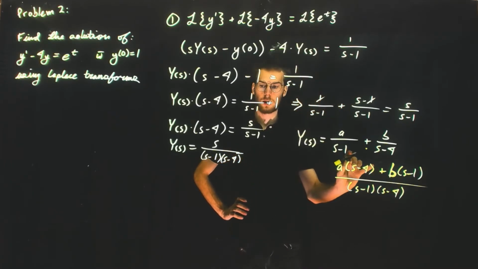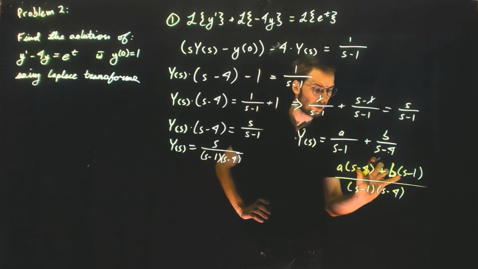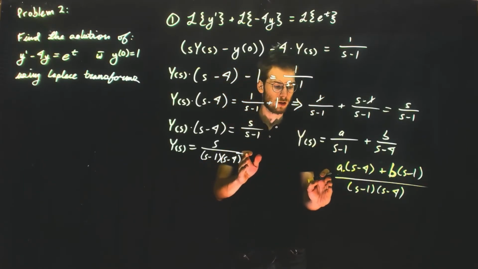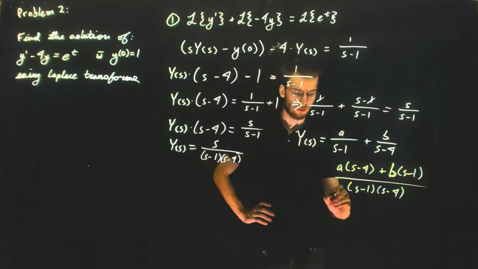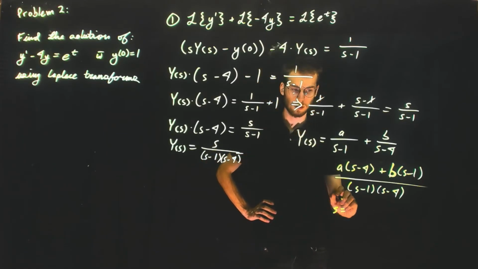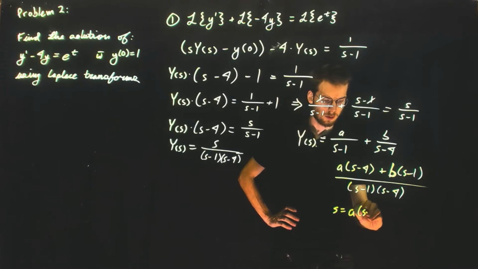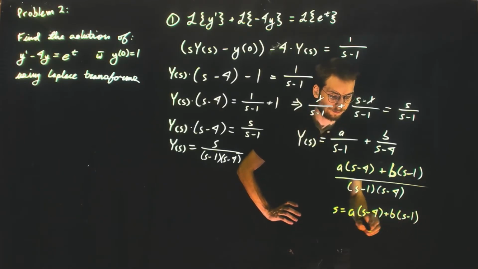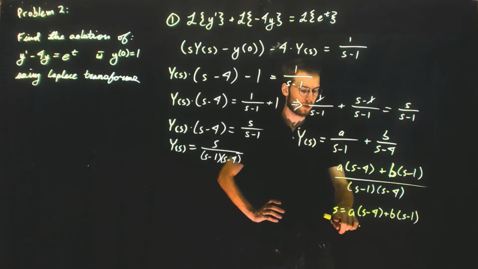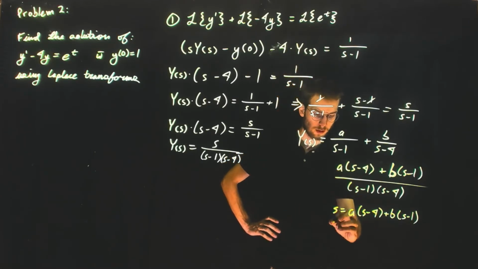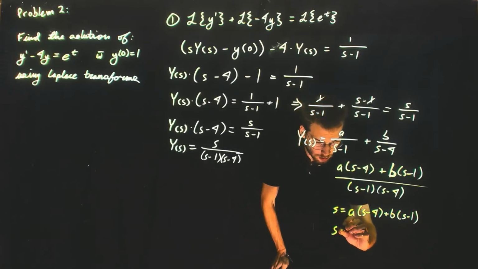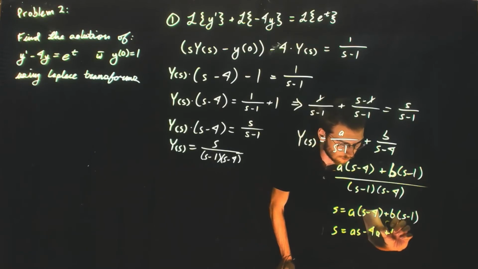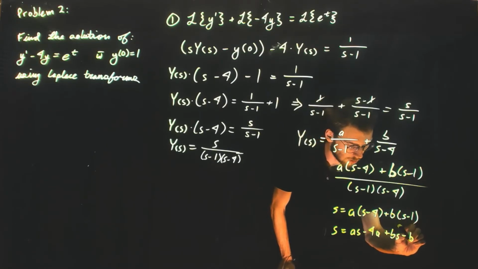And now, again, as we did in the previous example, we can set this numerator equal to this numerator, as these two fractions, these two ratios, are the same. So what we have is s is equal to A times s minus 4 plus B times s minus 1. And again, we can create two separate equations. Oh, actually, we have to expand this first. So it'll be As minus 4A plus Bs minus B.